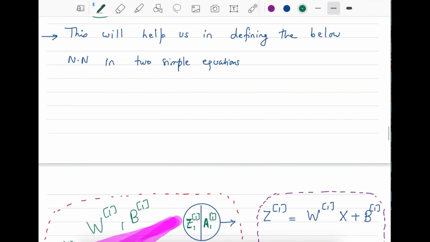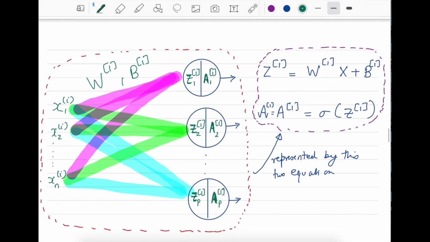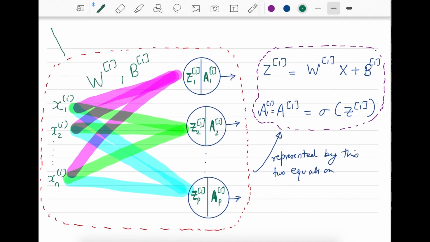Okay. So if that is the case, then we can represent this complete neural network which is given over here, which has different weight connections. This one is the weight, this is the weights for node 2, this is the weights for node P. So you can completely represent this particular weight matrix for layer 1 as W1 and B1 with a single matrix. So now we are completely representing this using these two equations which are given over here.